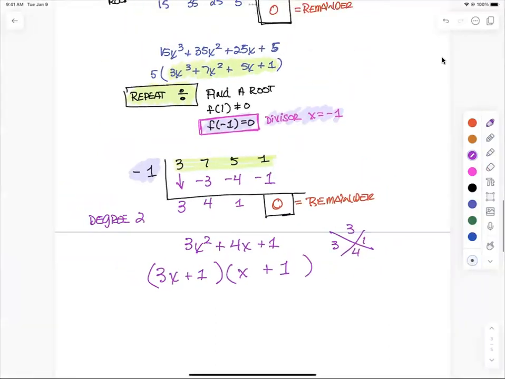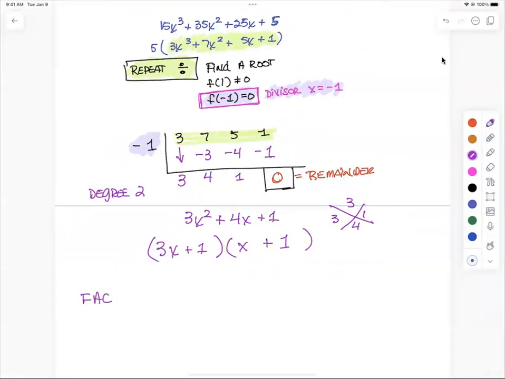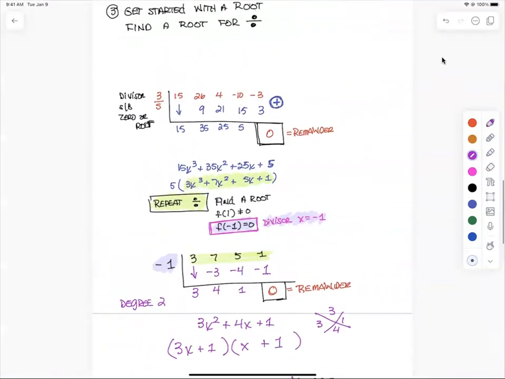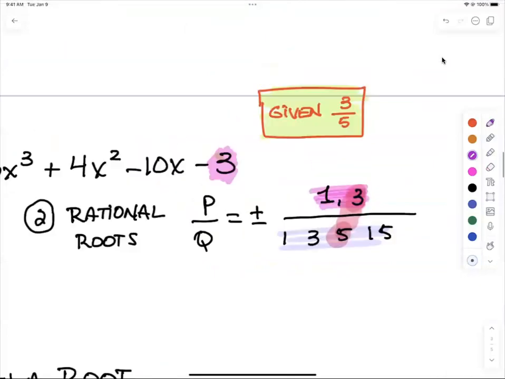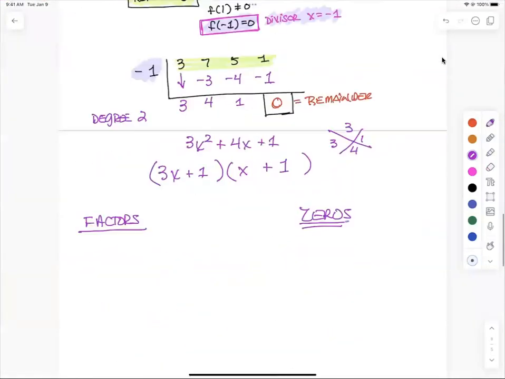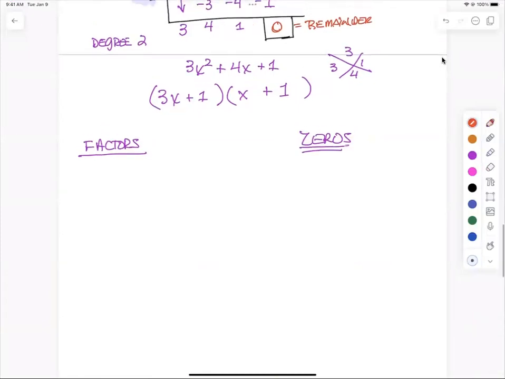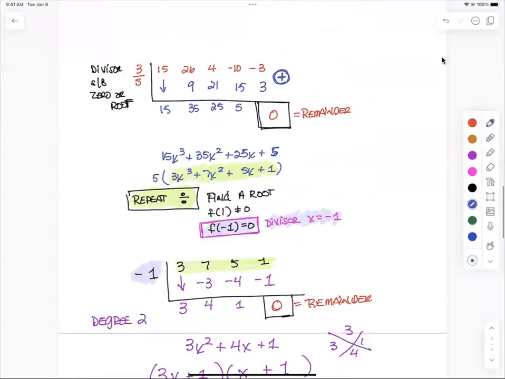But now I'm finally ready to pull all of my factors together and all of my zeros together. So my factors and my zeros. Let's see, I was given a root of 3/5 to work with. So that means my 0 was 3/5, which means the factor associated with that was 5x minus 3. If I set 5x minus 3 equal to 0, that would give me 3/5. That's my first factor.